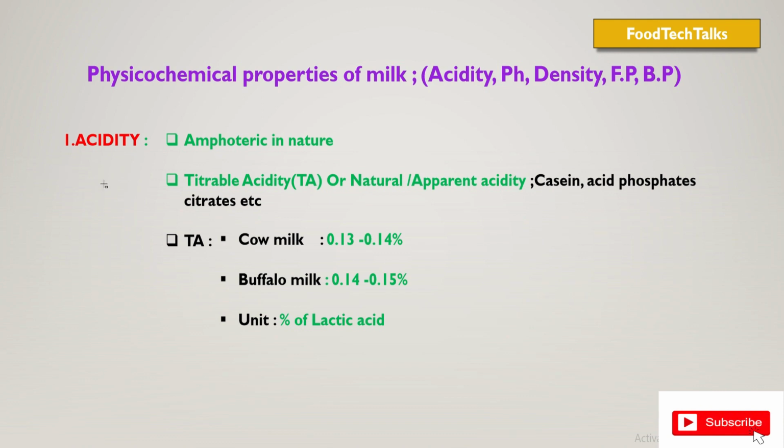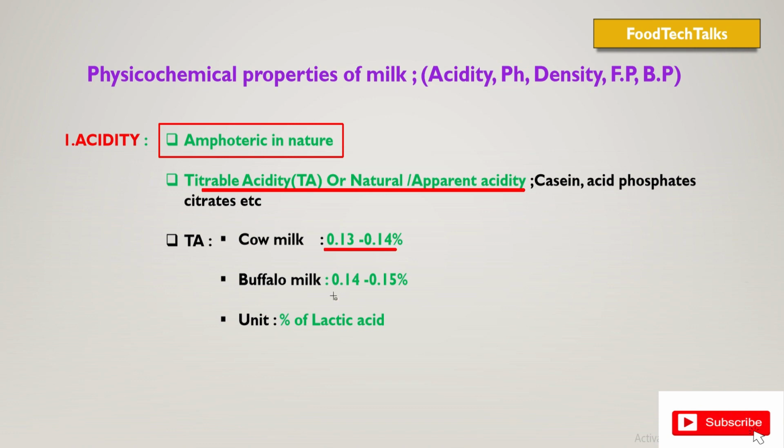Freshly drawn milk is amphoteric in nature. Therefore it turns red litmus to blue and blue litmus to red. But it shows certain acidity by titration with alkali and phenolphthalein indicator. It's called titrable acidity or natural or apparent acidity. It is caused by the presence of casein, acid phosphate and citrate, etc. present in the milk. The titrable acidity of cow milk varies from 0.13 to 0.14%, whereas in buffalo milk 0.14 to 0.15%. And the acidity of milk can be expressed as percentage of lactic acid.